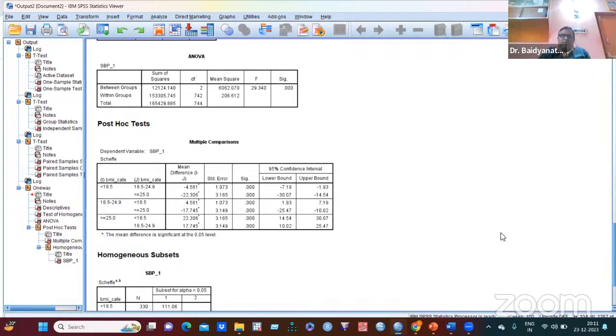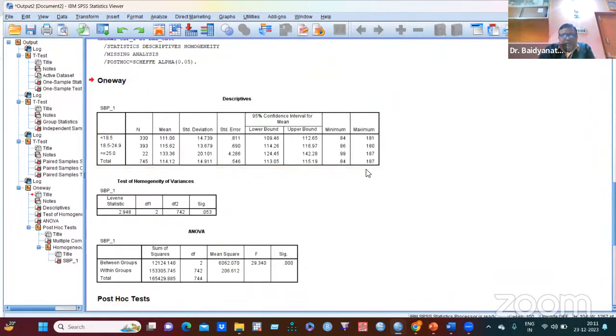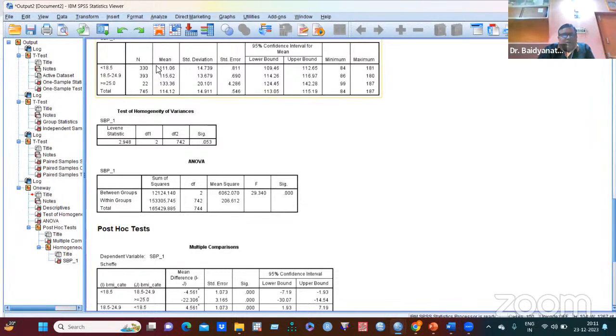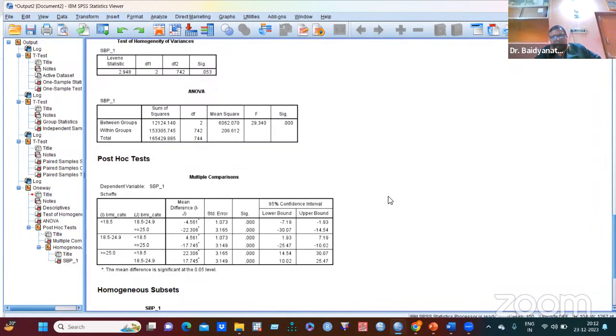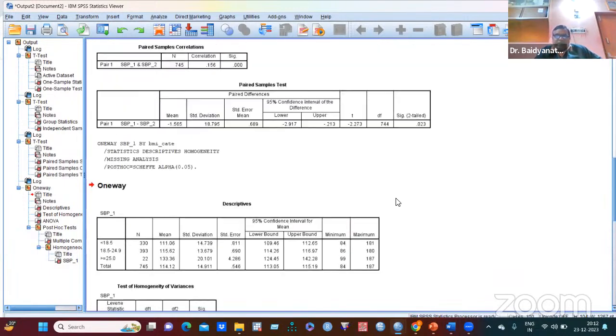Our null hypothesis is that all means are equal. That means there are 3 means here. The alternative hypothesis is that all means are not equal. So this is significant. We reject the null hypothesis and accept the alternative. That means all means are not equal. So we can say all group means differ significantly at the 1% level. This is the one-way ANOVA.